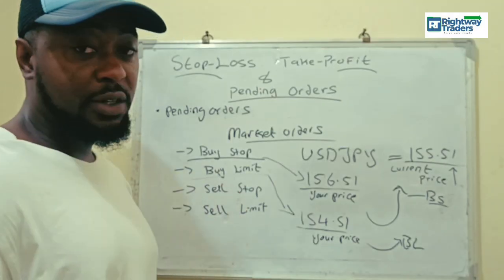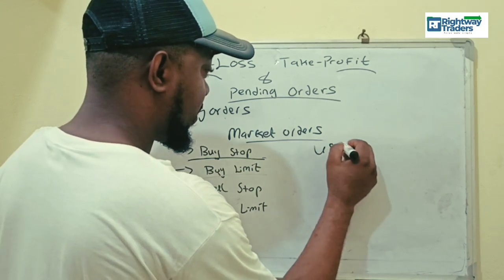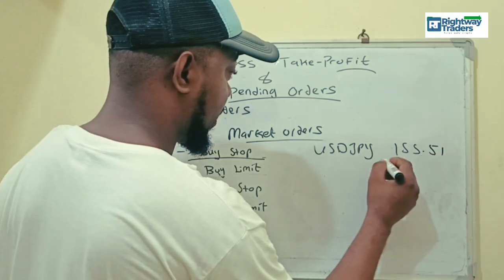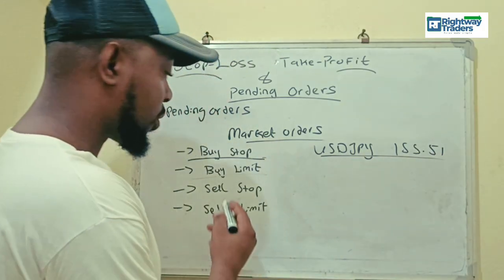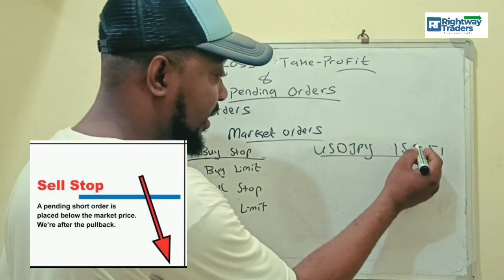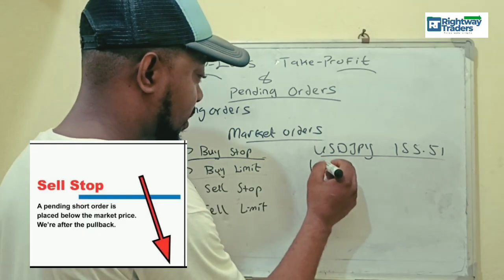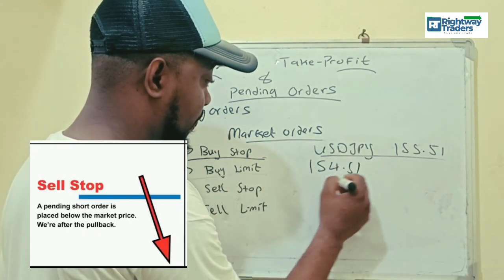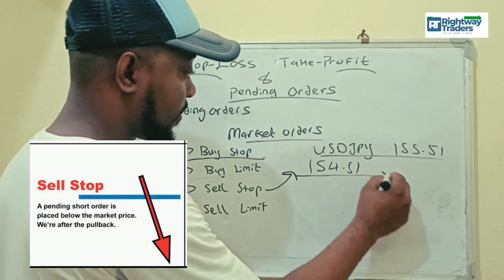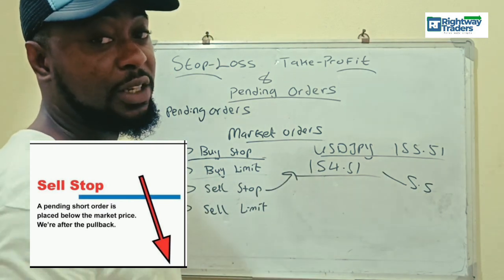Then the same goes for sell stop and sell limit, the opposite. So the USD JPY pair is at 155.51. Okay. So when are you supposed to use sell stop? Let's say you want to sell your product, but you don't want to sell it at the current market price. You want to sell it at a lower price. So if you say you want to sell at this point, you are going to use sell stop pending orders, because you want to sell at a lower price.